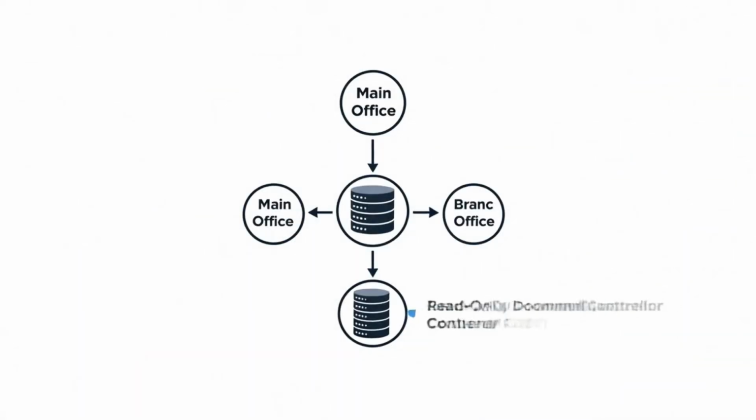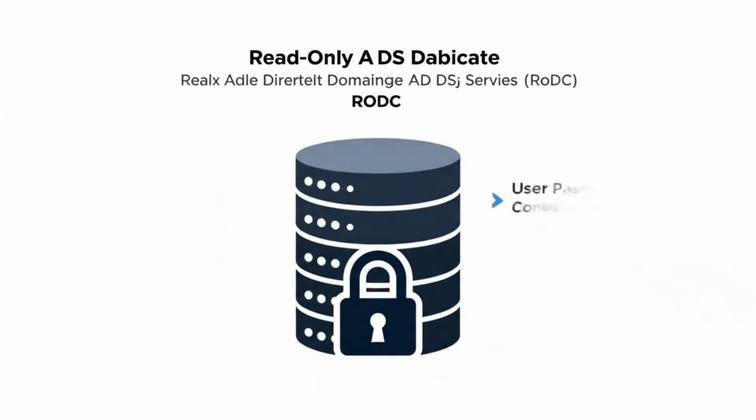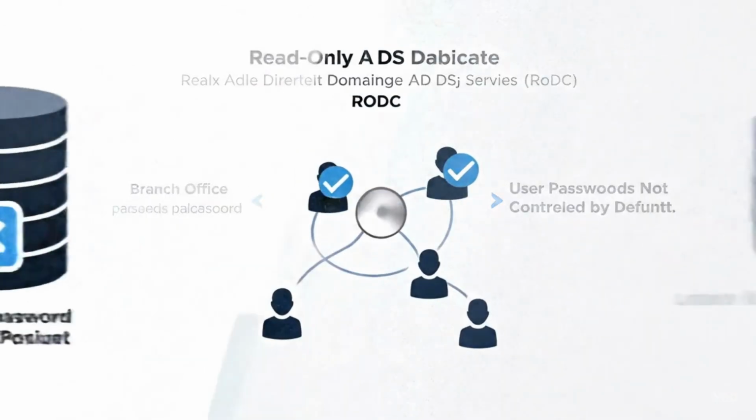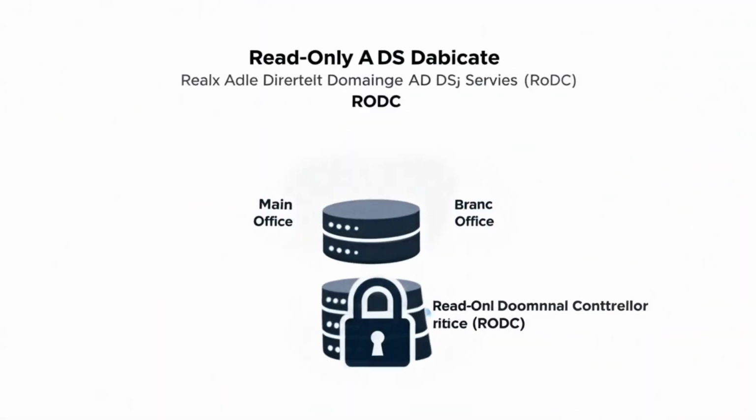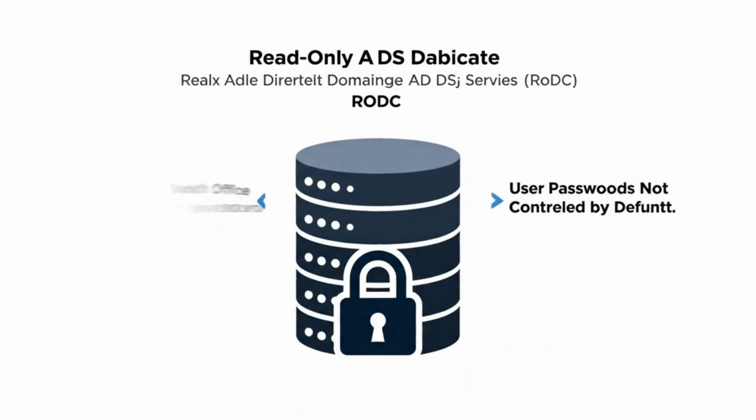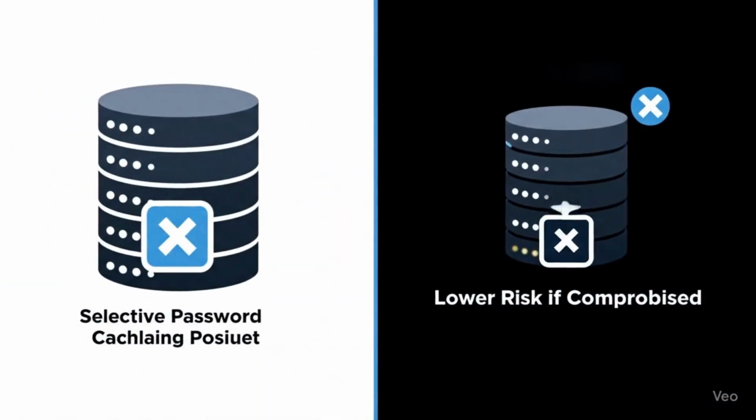Branch office considerations. When you deploy a domain controller in a branch office that can't guarantee physical security, you can use additional measures to reduce the impact of a security breach. One option is to deploy an RODC. The RODC contains a read-only copy of the ADDS database, and by default, it doesn't cache any user passwords. However, you can configure the RODC to cache the passwords for users in the branch office. If an RODC is compromised, the potential loss of information risk is lower than with a full read-write domain controller.